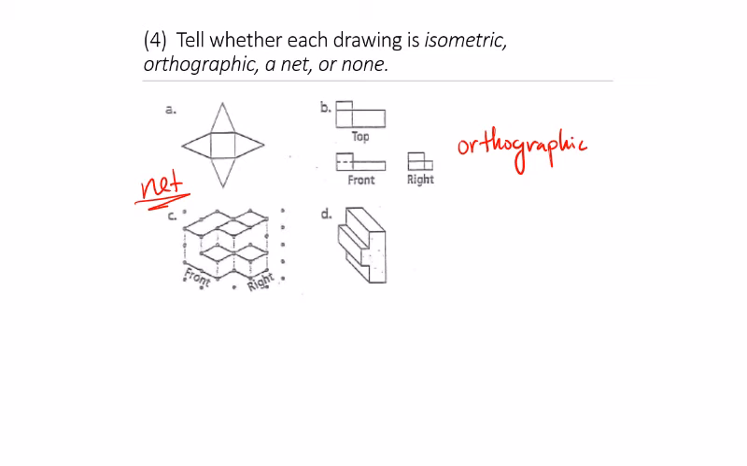For C, we can see that we have a three-dimensional drawing where we have 30-degree angles for all the horizontals. So that's the isometric. And then for D, it kind of looks like it could be isometric, but the horizontals are drawn horizontally, so that's not going to be isometric, so this is none. It is a representation of a three-dimensional figure, but it's not any of the ones that we talked about specifically.